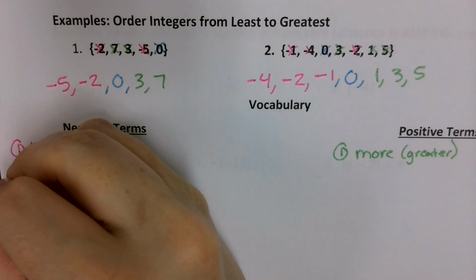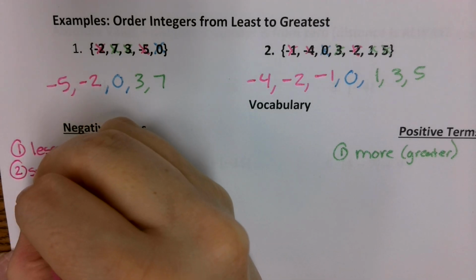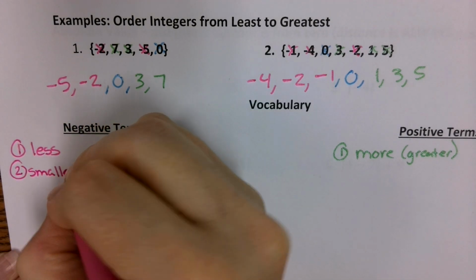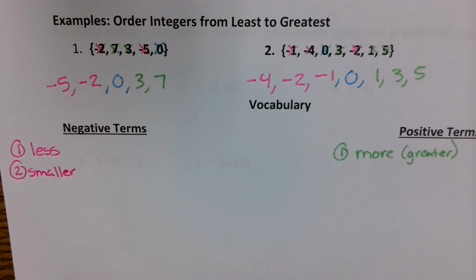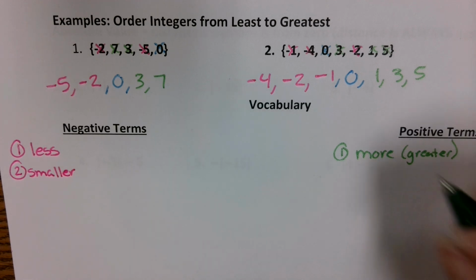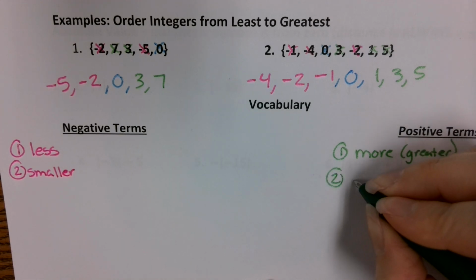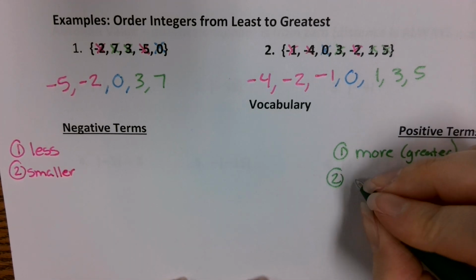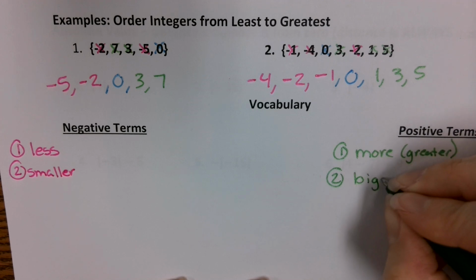Okay, if I say something is smaller, what would be the positive version of smaller? Go ahead. Remember, shout it out. Opposite of smaller. Bigger, right? Remember, positive is going to be the opposite of that. So we've got bigger or larger.